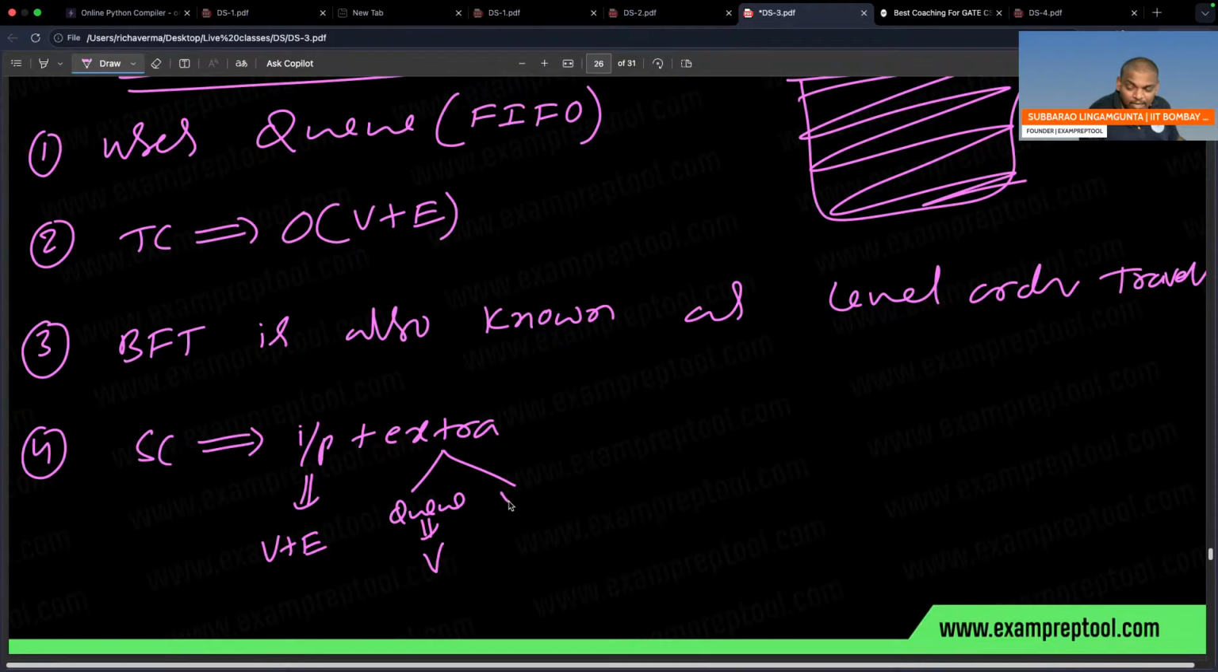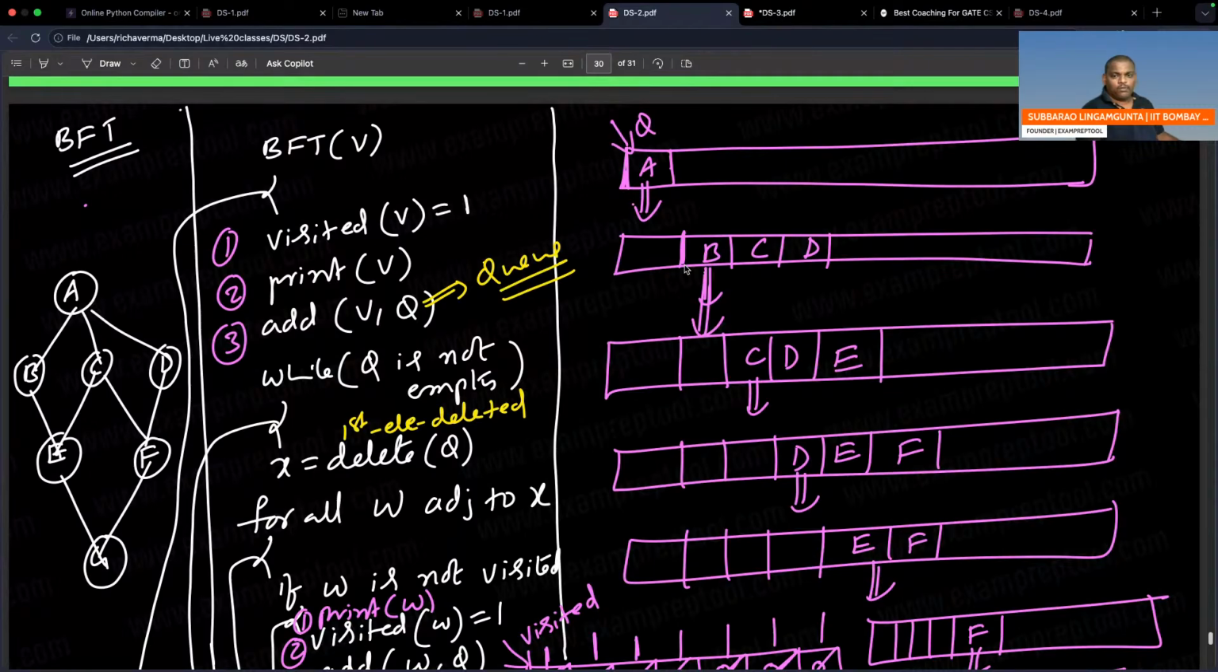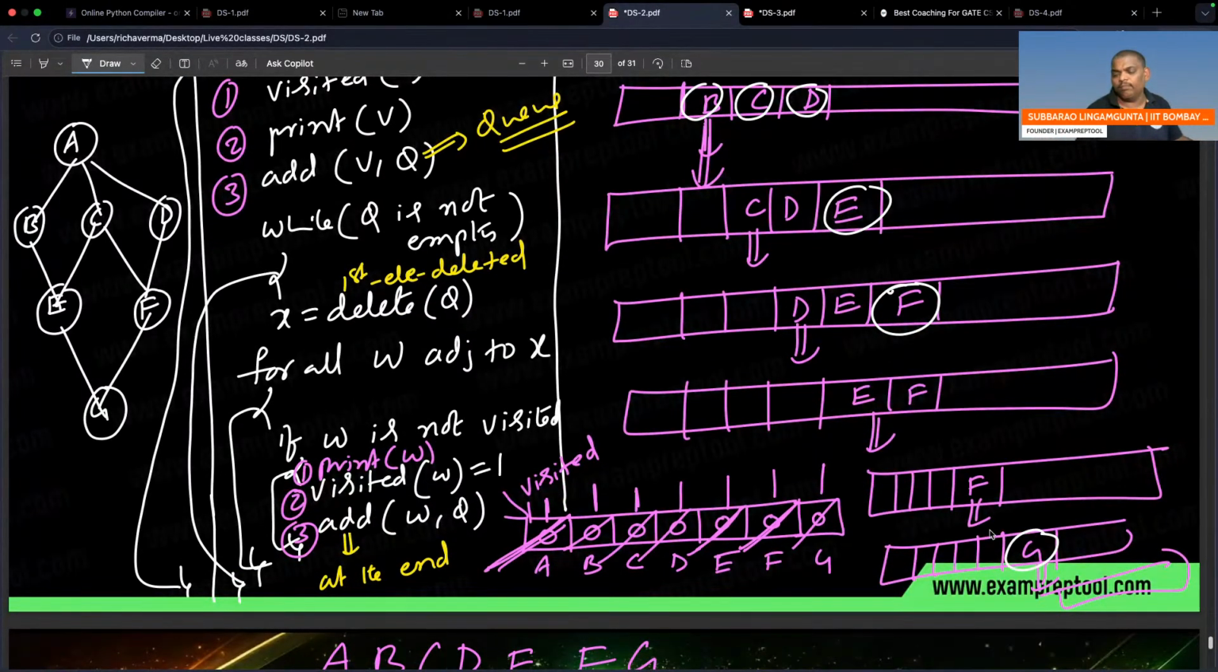Next one, visited array purpose, for every vertex one slot. That is V. Visited array one array required, queue purpose one array also required. If anyone having small doubt, I will show to you. This is the queue. Every vertex is going inside one time only. A went. Next B, C, D. Afterwards E. Only new people are coming. F. Next one G. All the people came one time. So maximum space it will take V only.